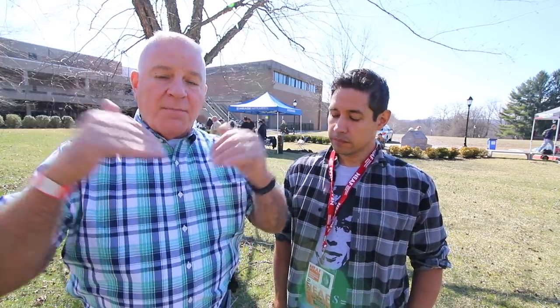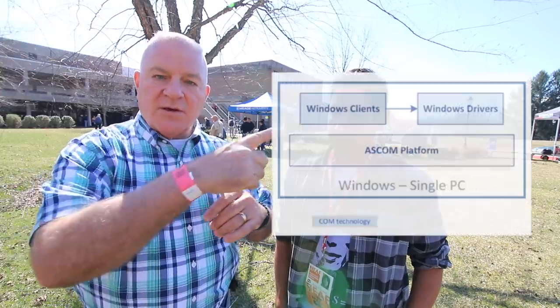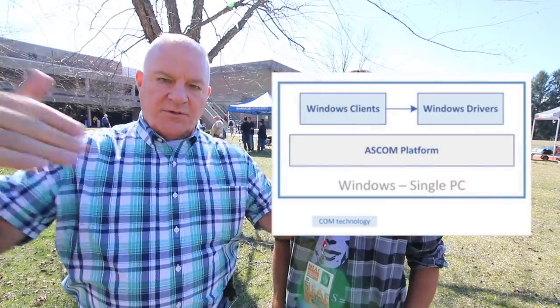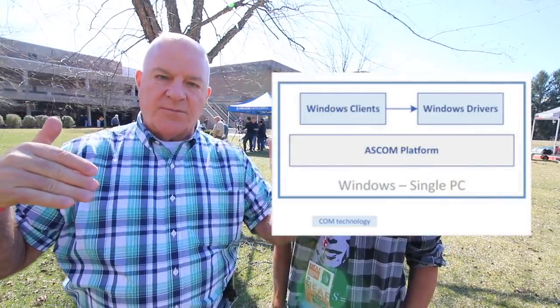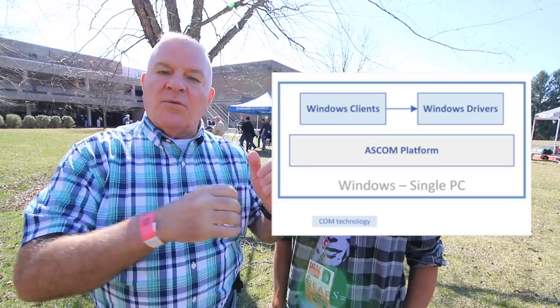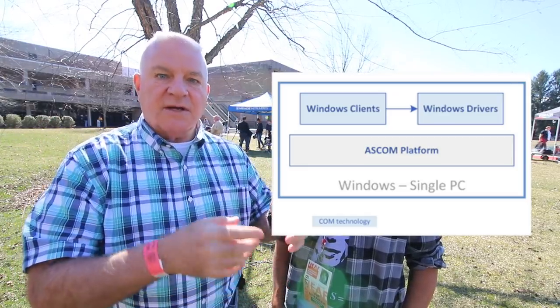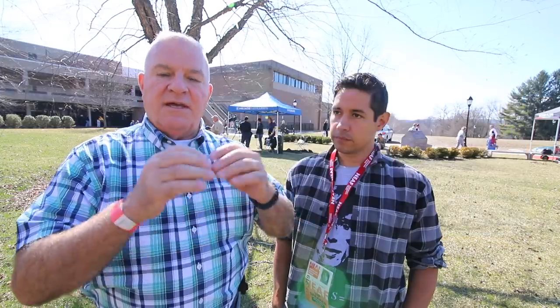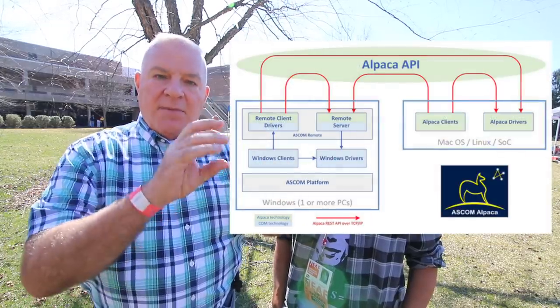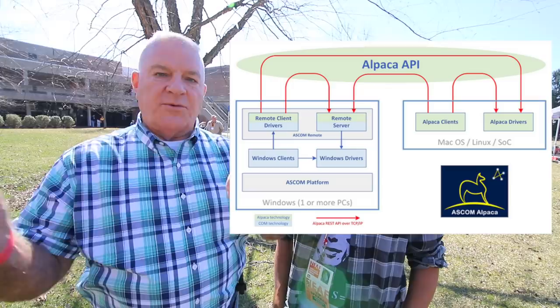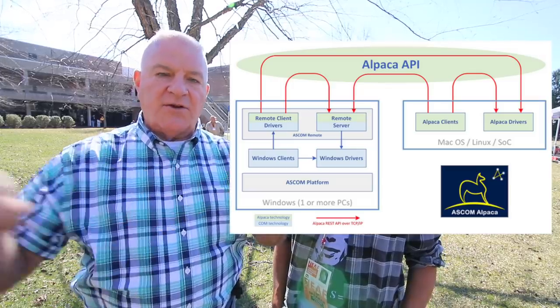Bob Denny has been working on making ASCOM cross-platform compatible. Can you tell us how that's going to happen and how it's going to work? Right. The ASCOM that's on Windows right now uses a Windows service to provide the communication between the programs and the devices. What Alpaca, which is the name of the new technology, uses is the internet, and it packages the requests and the responses up and puts it over the internet.